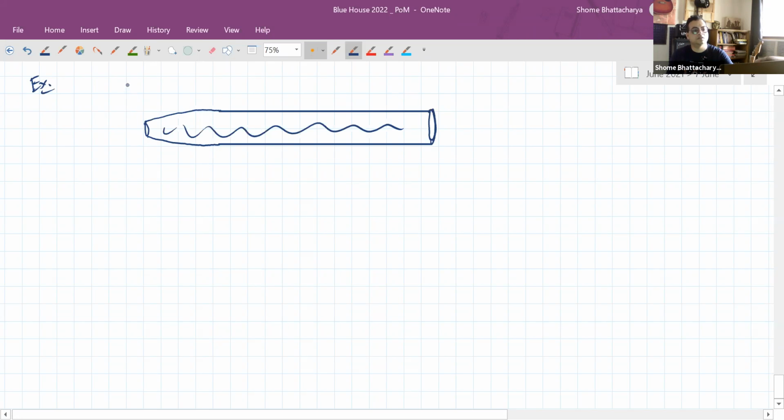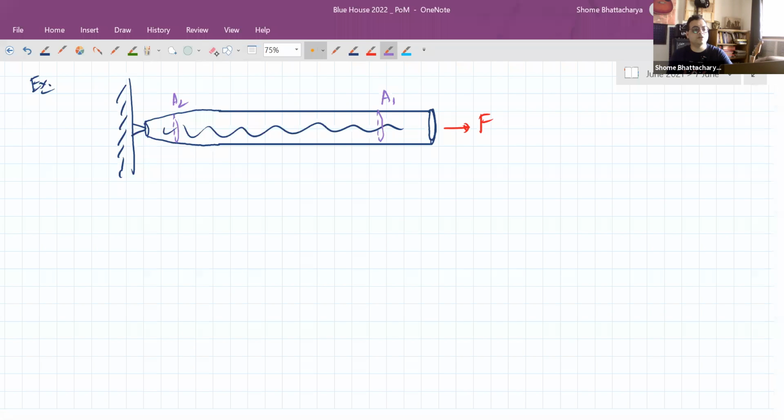So this is a metallic object which we have kept fixed to a wall. Now what we are doing is we are pulling it with some force like this. Okay. So if the area over here is A1 and the area over here is A2, you can see that the stress at the 2 points will be different because the area of cross section is different. Okay. This is supported by some horizontal surface, so the weight is not a problem. The weight is balanced by normal reaction.